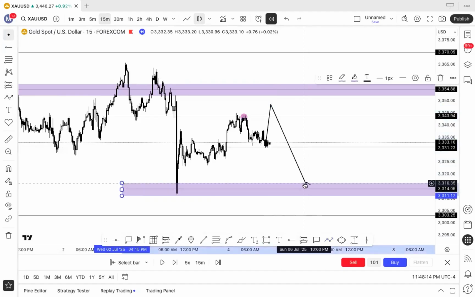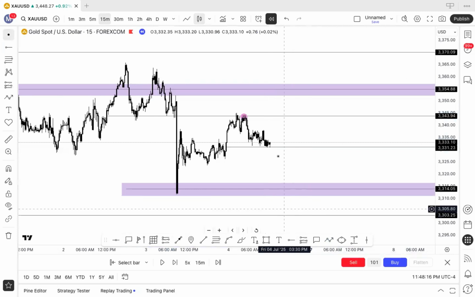So we're basically watching: are we gonna finally get strength to break structure here, or are we gonna retrace to these highs here? And how do we react when we come up into these highs? Next candle.